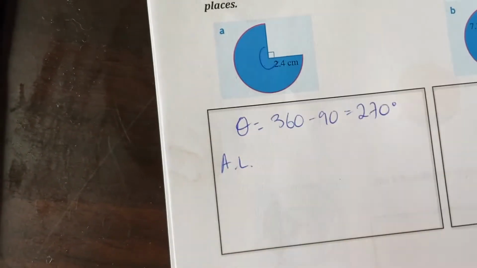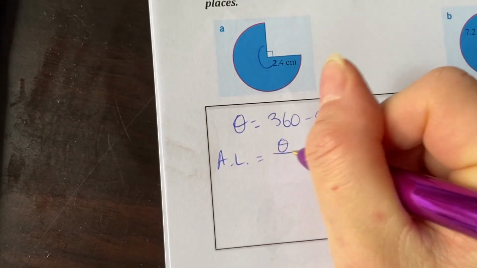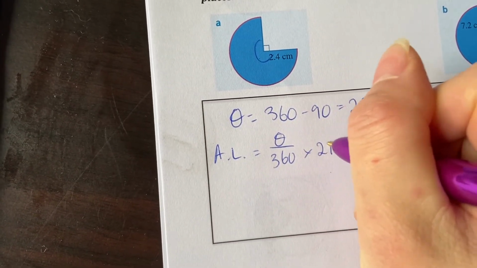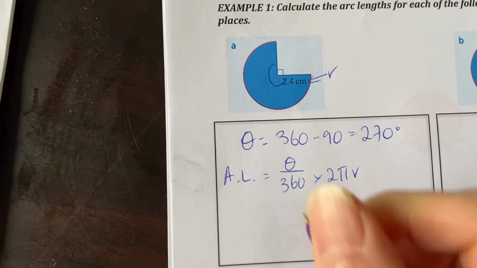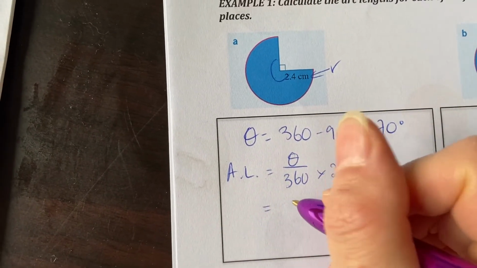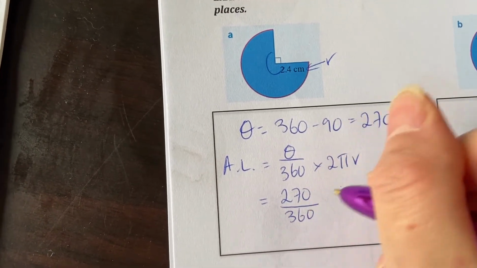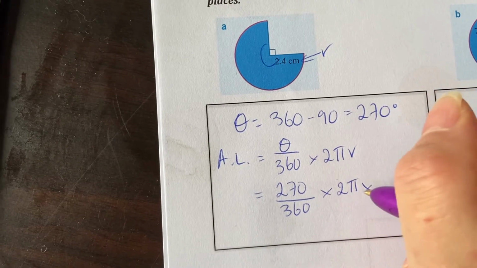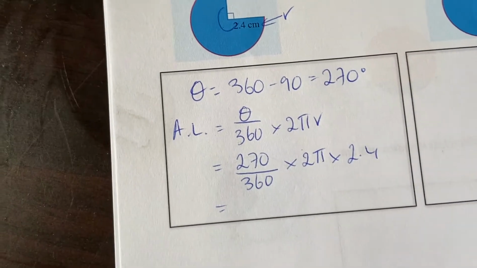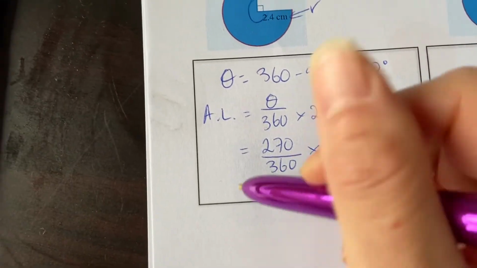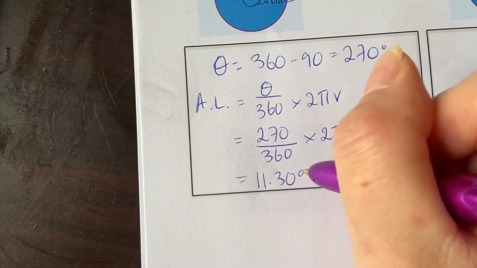So I can't be bothered writing arc length, so I'm just going to say AL is the angle over 360 times 2 pi r. Now r here is 2.4. So work out what r is and work out what the angle is first before you use this formula, because otherwise you might use the wrong one. 2.4, and then you chuck that in the calculator, and we get, so make sure if you're doing this at the same time, which I highly suggest, just make sure you get the same answer as me.